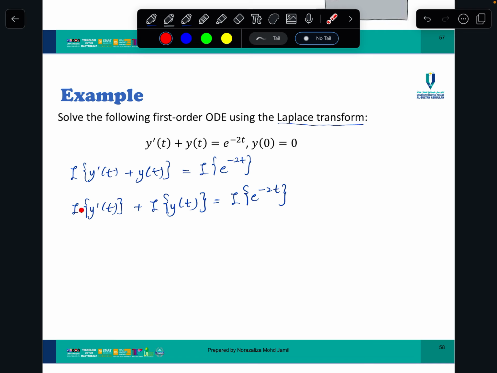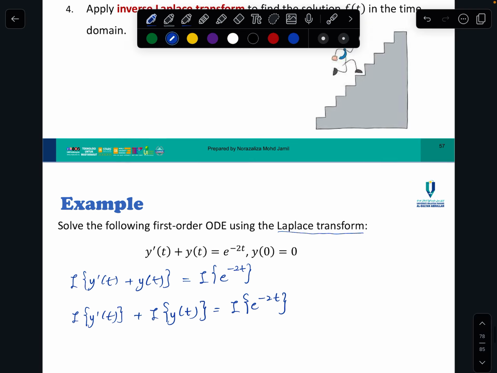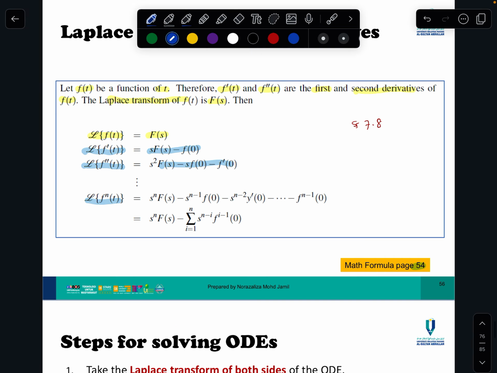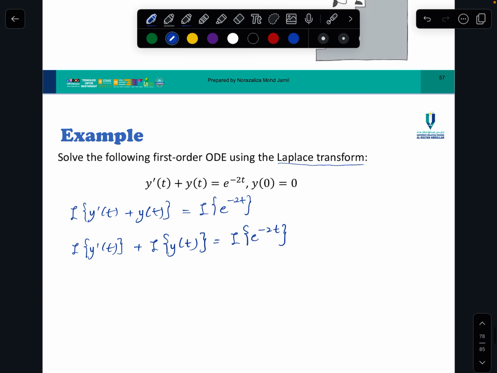You have to find the Laplace of the first derivative. So we will use the previous formula here to solve this. The formula that we want is the first derivative, which is the Laplace of f' equal to sF(s) minus f(0).